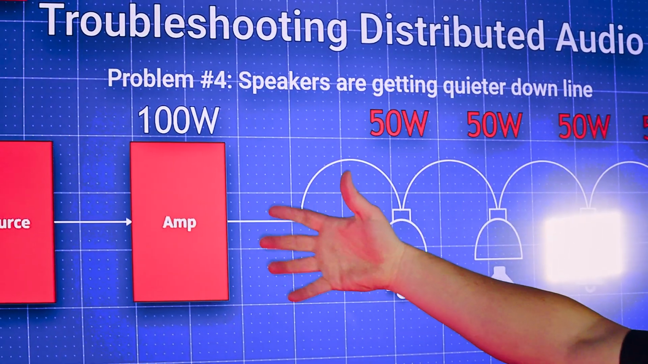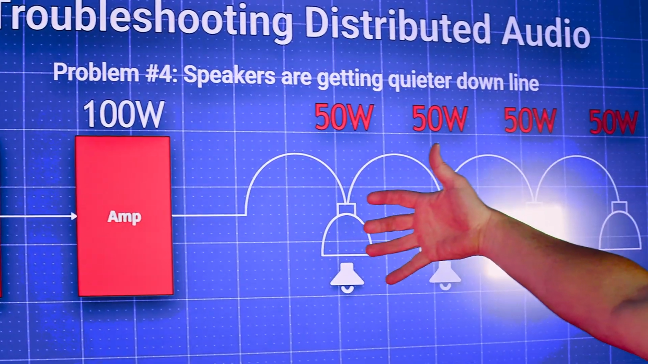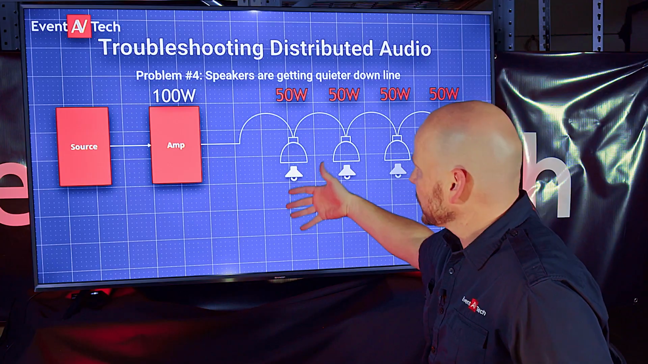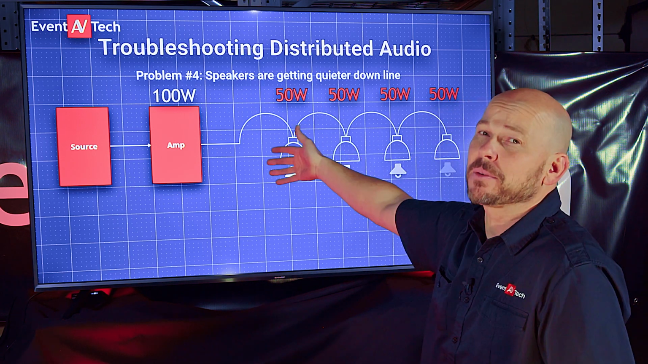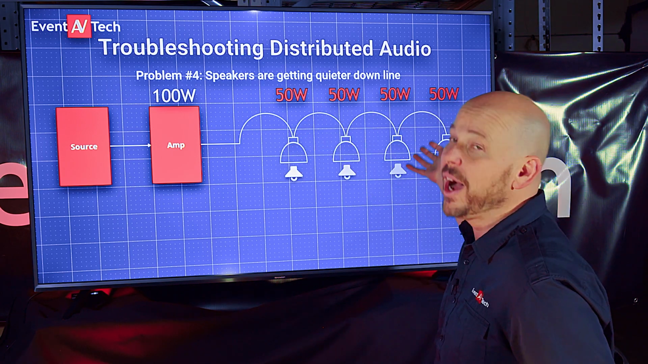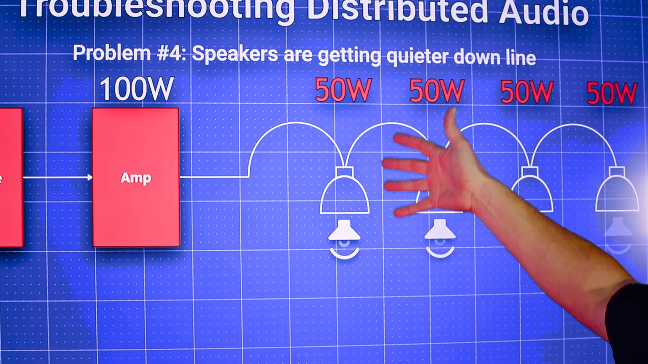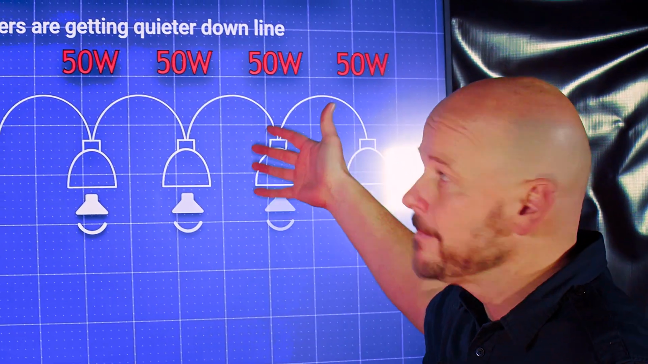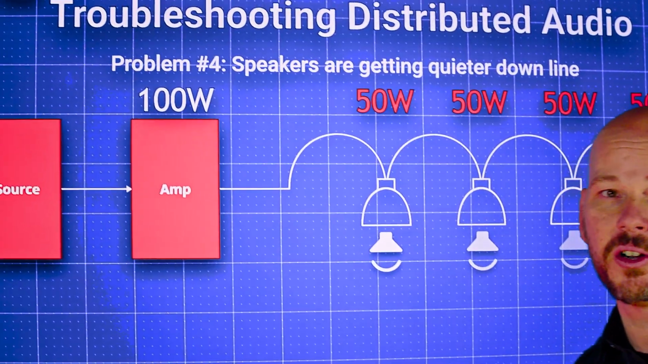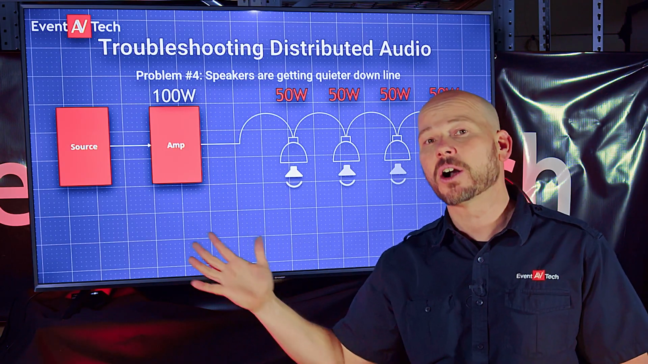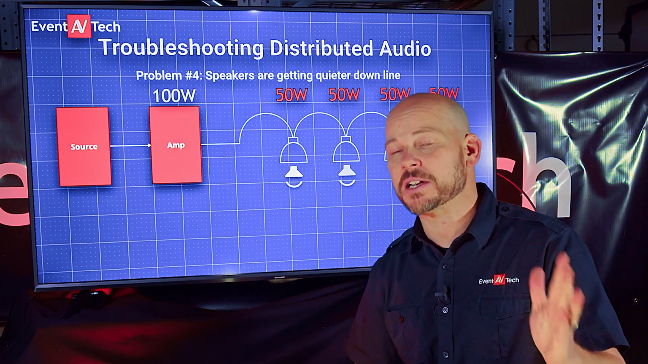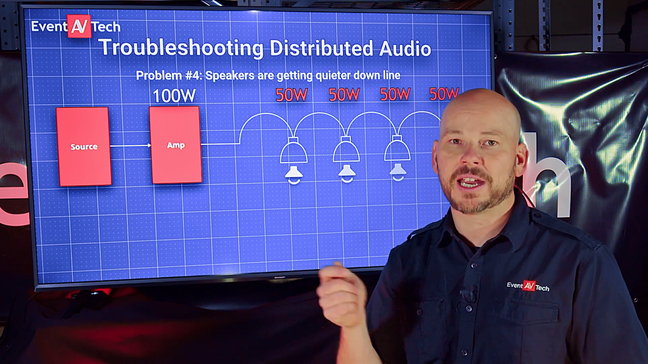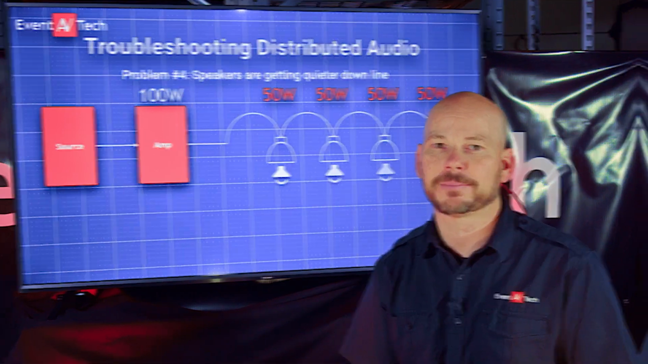You've got to know how many watts your speakers need to be tapped at. So in this example, let's say that we tapped these speakers at 16 watts. Then yes, 16 plus 16 plus 16 plus 16 would be 64. 64 is less than 100. We would have enough watts in our amp to feed our speakers. So you would have to go back and just adjust every single tap.